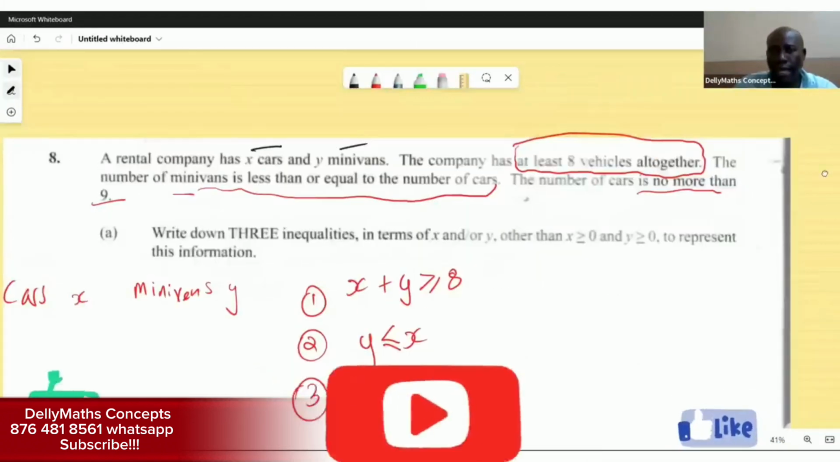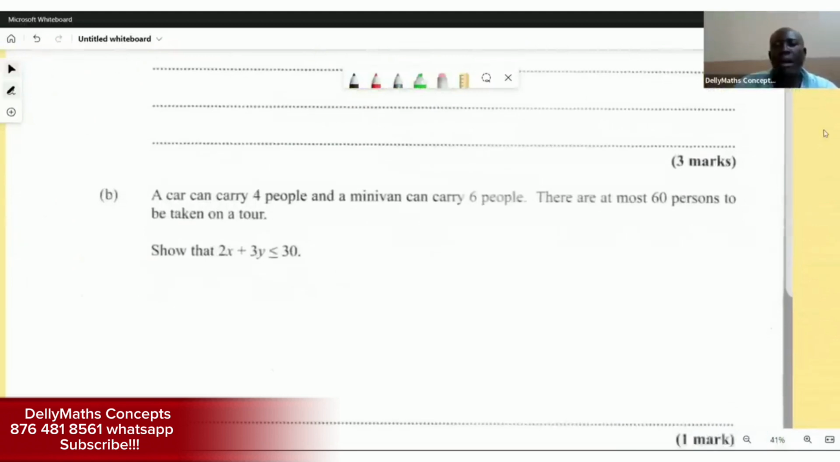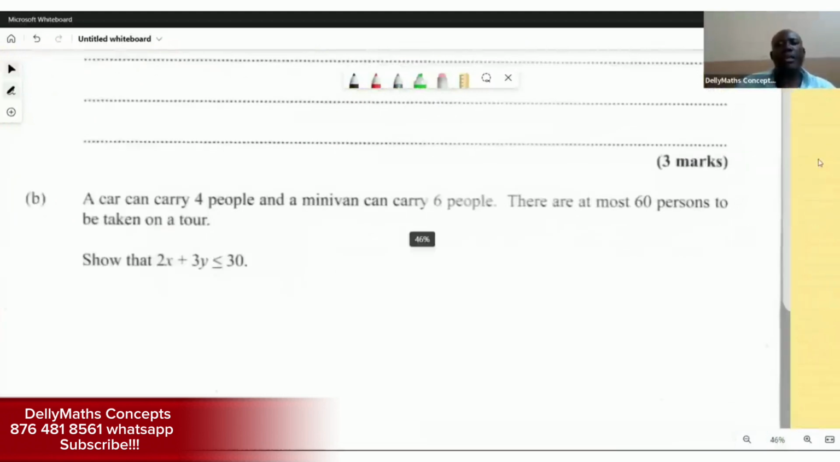All right, so we have that. So let's move on to the next question. The next question says, a car carried 4 people and the minivan carried 6 people. All right, so car is X, minivan is Y. They're saying that there are 60 people to be taken on a tour. Show that 2X plus 3Y must be less than or equal to 30.